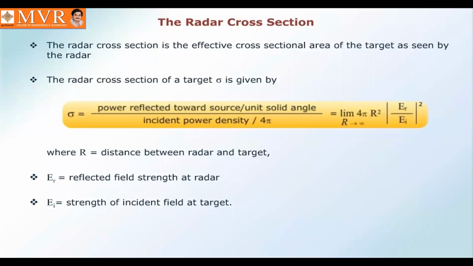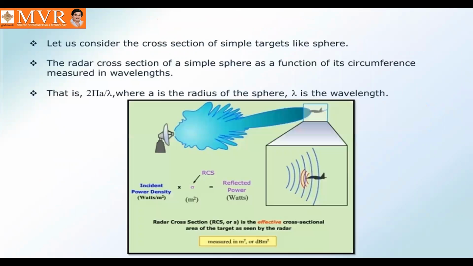And after that, we have derived the radar cross section. The formula for the radar cross section is the ratio of the power reflected towards the source per unit solid angle to the incident power. So there we need to consider the reflected field strength, as well as the strength of the incident field.